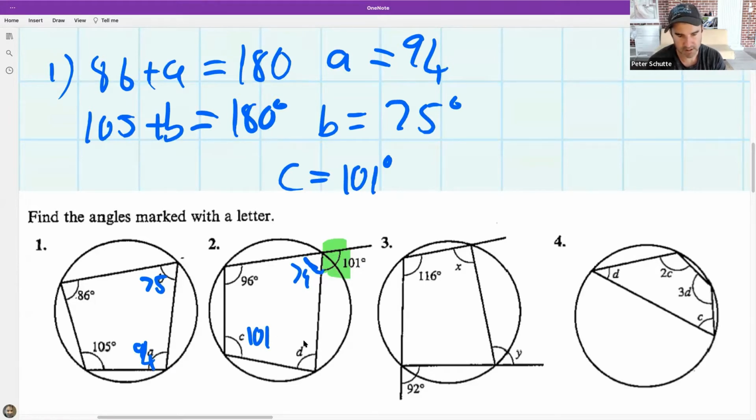That's perfectly fine. With D, we don't really have the option because we just have 96. And so D must be 84 because together it adds to 180. Okay, let's give a bit more time. I don't see answers for X, Y on C and D yet, so I'm going to give more time for that.